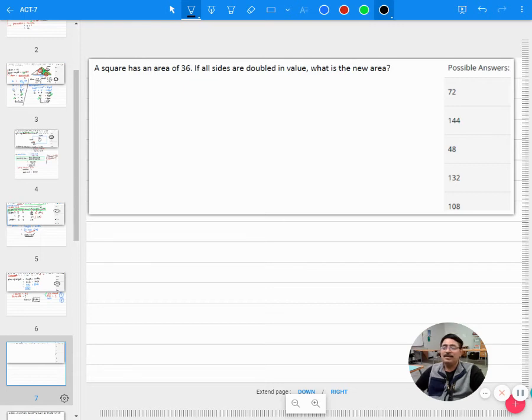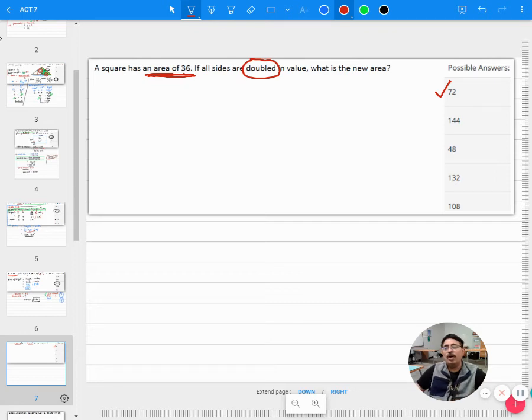A square has an area of 36. If all sides are doubled in value, what is the new area? Actually, these kinds of questions are really, really tricky because when I see the question, area is 36 and doubled. So if you have been given the options, 36 doubled, then 72, you may get tempted to opt for this, but that is not the correct answer.